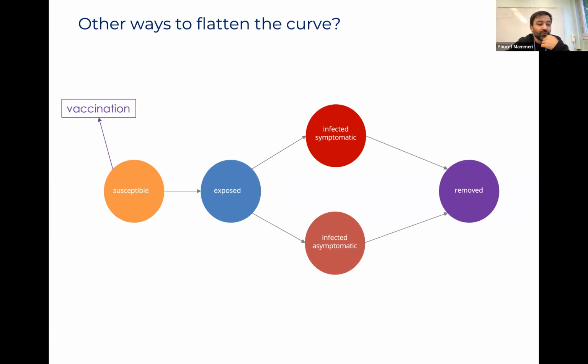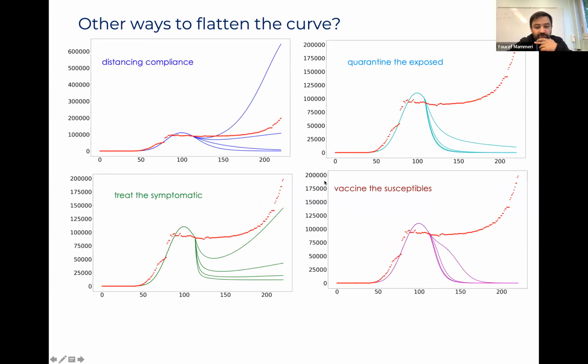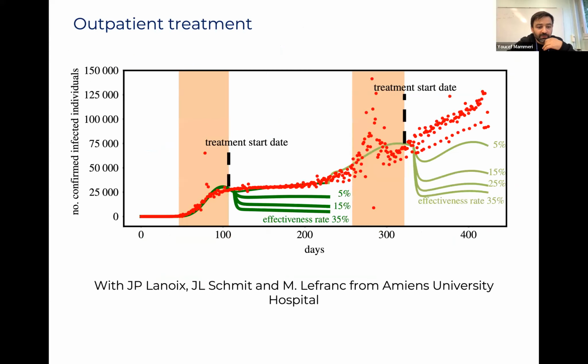There are many other ways to flatten the curve. Now we know vaccination is one. Then quarantine. We did that for some countries, not in France, because quarantine in France, I never did that. And we also did some treatment with the hospital. This is the kind of simulation you get when you play with vaccination and treatment. Let me show you what simulation I did.